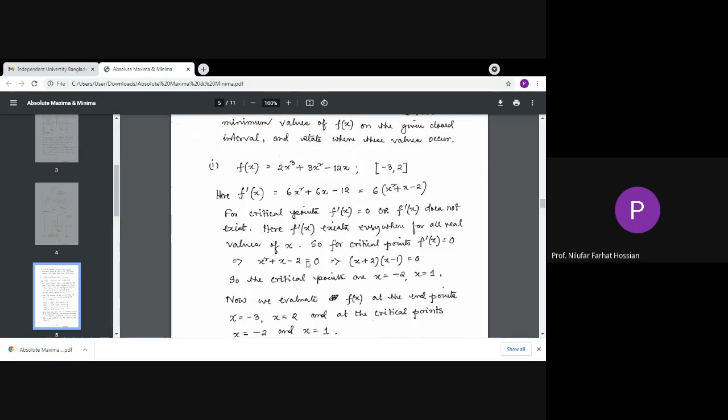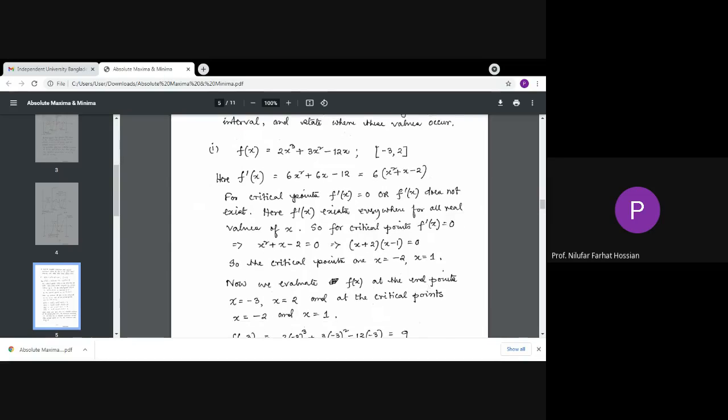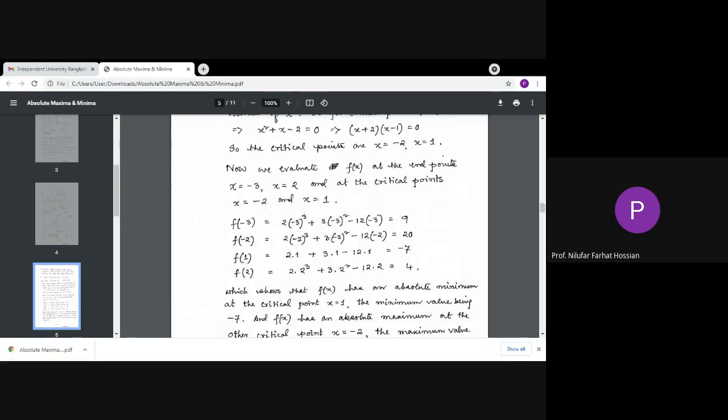So we have only one condition, f'(x) equal to 0. So x squared plus x minus 2 should be equal to 0. And if you find the factors, it will be (x plus 2)(x minus 1). So for critical points, you are getting x equal to minus 2, x equal to 1. So these 2 points are the critical points, and you see these 2 points are lying in this interval. Minus 2 is greater than minus 3, 1 is less than 2. Now you have to find the value of this function at the 2 endpoints and at these critical points. Minus 3 and 2 are the endpoints, and minus 2 and 1 are the critical points.